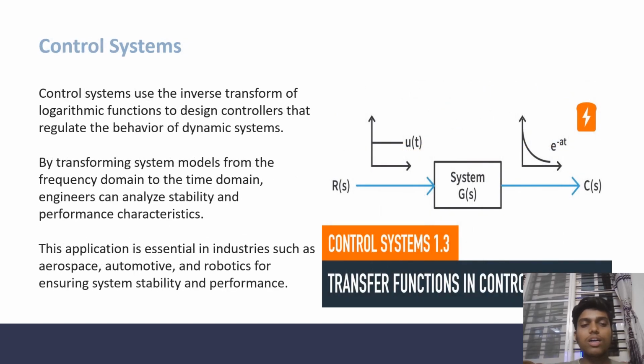Control systems. Control systems use the inverse transform of logarithmic functions to design controllers that regulate the behavior of dynamic systems. By transforming system models from the frequency domain to the time domain, engineers can analyze stability and performance characteristics. This application is essential in industries such as aerospace, automotive, and robotics for ensuring system stability and performance.